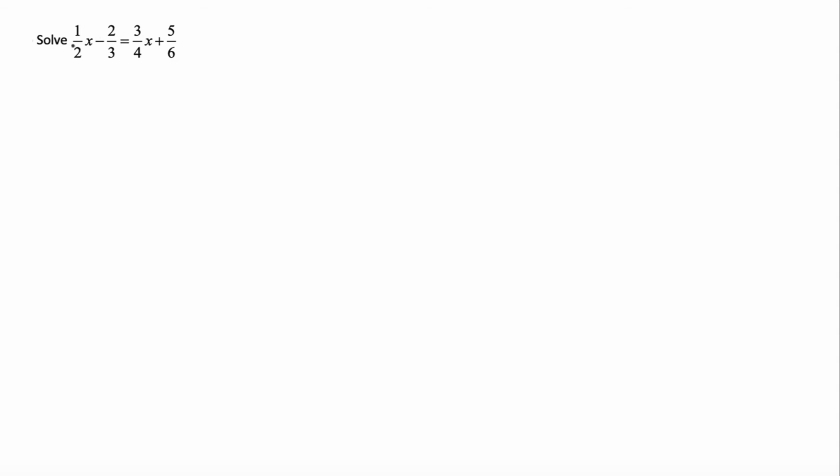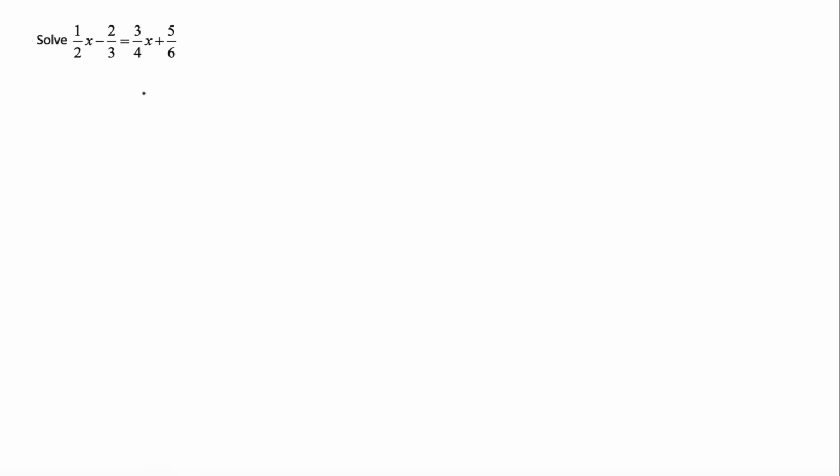All right, so here we want to solve this equation. We have 1 over 2x minus 2 over 3 equals 3 over 4x plus 5 over 6. Right? And the key with this type of equation is, of course, the fractions. There's a couple approaches we can do here. We can deal with the fractions as we see them, or we can eliminate the fractions from the very beginning.